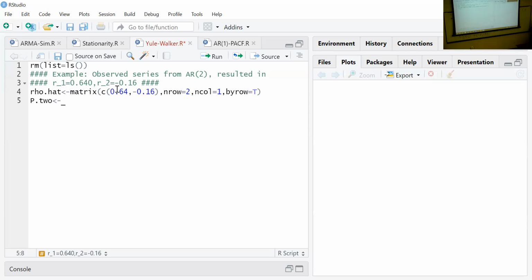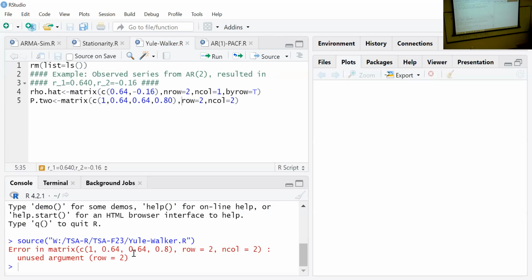P2 matrix: 1, 0.64, 0.64, 1. I'll demonstrate with and without byrow, nrow 2, number of columns 2. Let's say I don't specify byrow. It is not a big deal here. Do you know why, Sydney? It's a symmetric matrix. So just for the purposes of illustration, I am going to change that to 0.8, and then I'm going to change it right back.